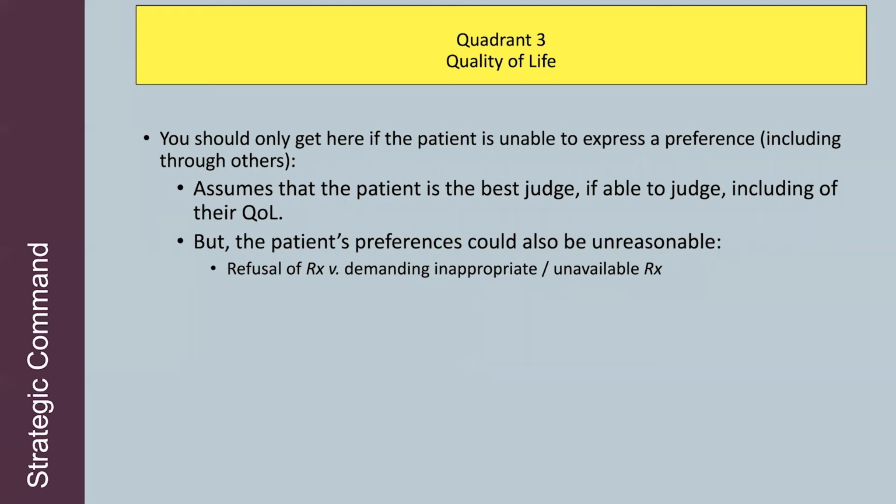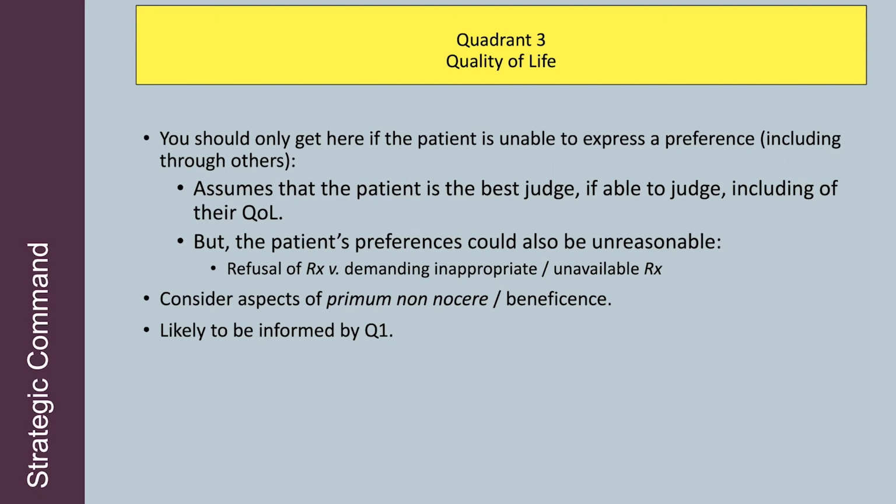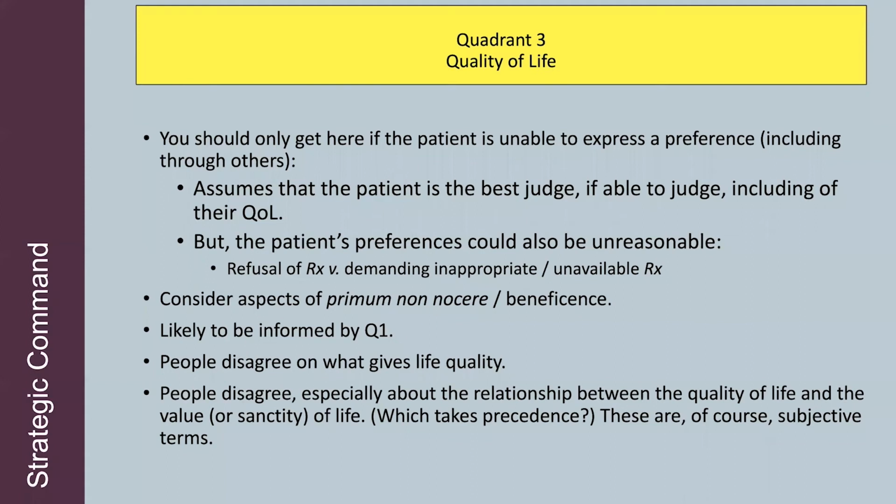Unless they express unreasonable preferences and think that maybe an inappropriate, unnecessary, or unavailable treatment they've heard about on the internet could improve their quality of life. It's one thing to competently refuse treatment and another thing to demand something which can't or won't be given or is not justified. Consider aspects of first do no harm and actively doing good where you can. It's likely to be informed by the medical indications, but people disagree on what gives life quality, as I said, if they're not making decisions for themselves, particularly. And there can also be a religious or a philosophical view on quality of life as well, and its relationship with other factors or principles, and that's going to take some careful discussion.